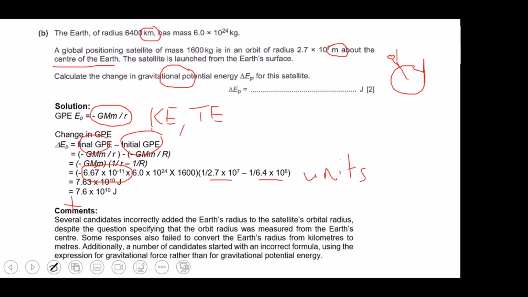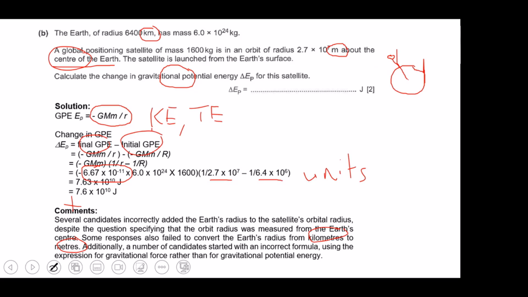What are some issues with these questions? Of course, like I mentioned, the radius often is a problem, so be careful about the phrasing. Just make sure whether it's from the center of the earth, or from the surface of the earth. Okay, the second issue is about converting kilometers to meters. I think these are common pitfalls, so just be careful about it.